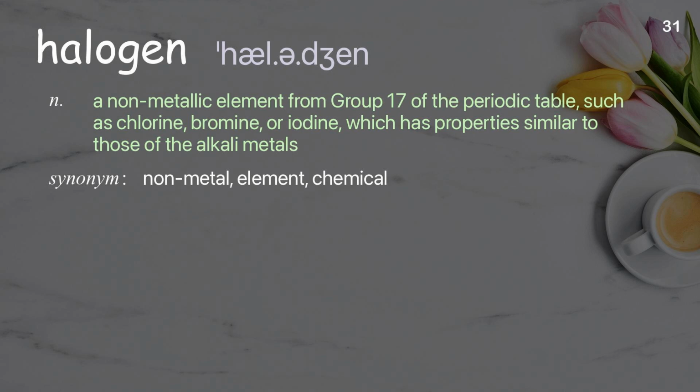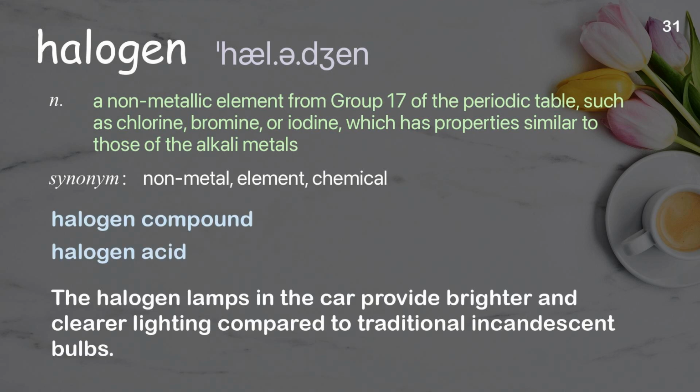Halogen. A nonmetallic element from group 17 of the periodic table, such as chlorine, bromine, or iodine, which has properties similar to those of the alkali metals. Examples: Halogen compound, halogen acid. The halogen lamps in the car provide brighter and clearer lighting compared to traditional incandescent bulbs.